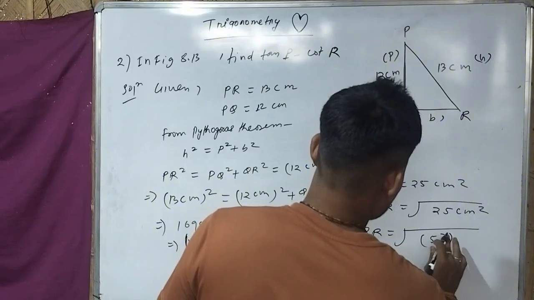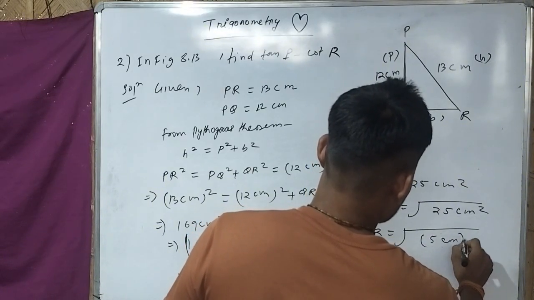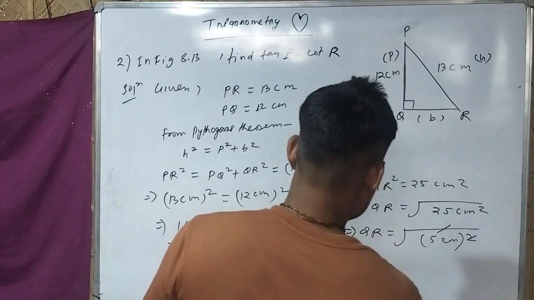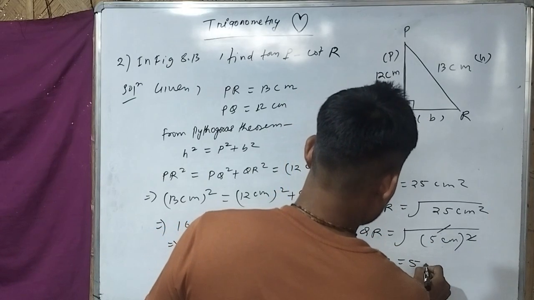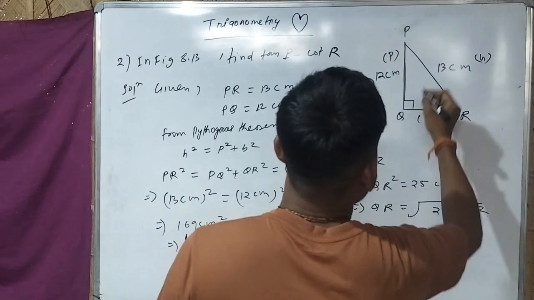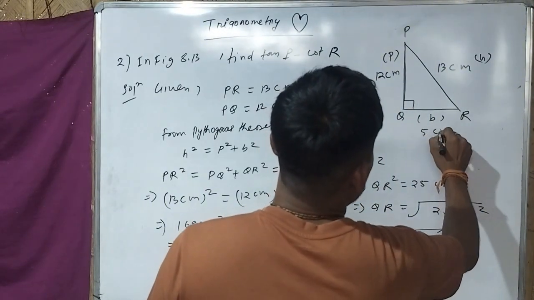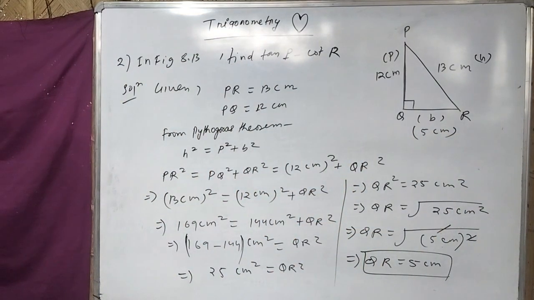That means QR equals root over 25, which is 5 square. I write 5 centimeter whole square, so the square root and square cancel. Now QR equals 5 centimeter. So we get this QR equal to 5 centimeter. Is that clear? See how we find it out.